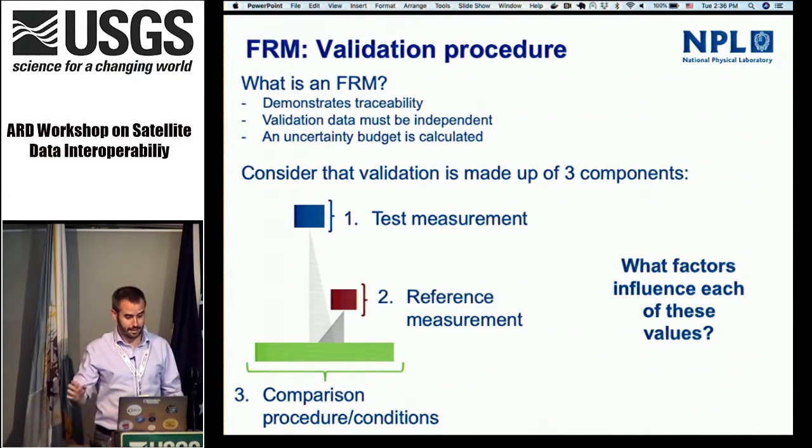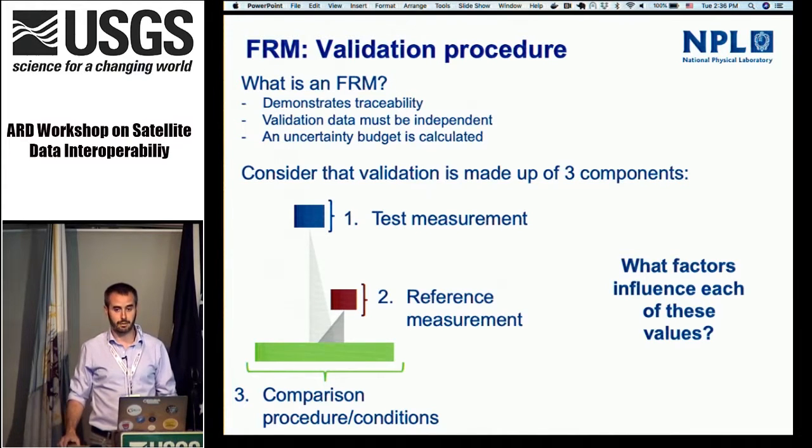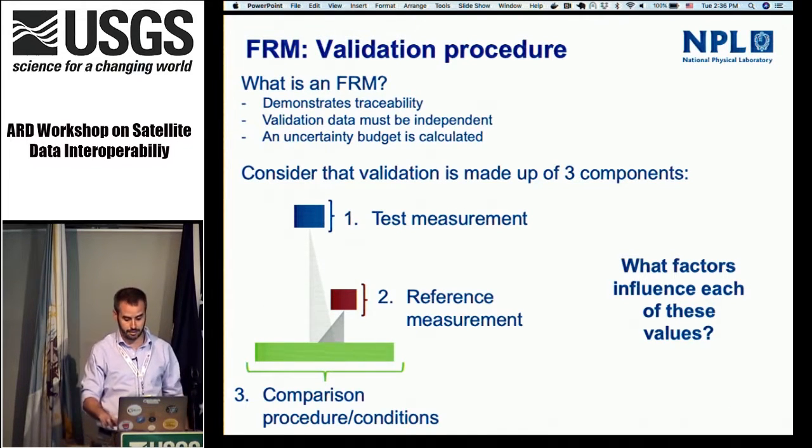So let's start with the FRM, what fiducial reference measurement means. In this case, we want to provide a fiducial reference measurement in the sense that we can demonstrate the traceability of the measurement, we can validate the data independently, and apart from that, we not only provide the measurement, the reference value of the surface, but we also provide the uncertainty associated to the measurement. So this considers 3 components: the test measurement, the reference measurement, and the comparison procedure.